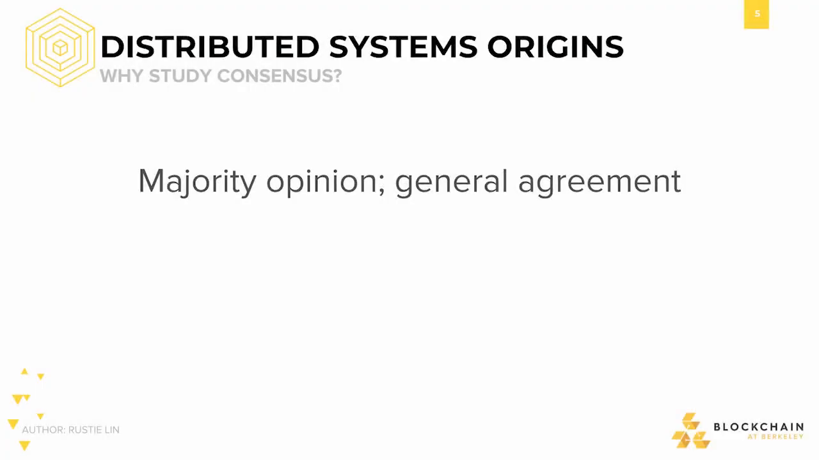Before we explain what a distributed system actually is, let's define a fundamental age-old problem that pervades not only computer science and blockchain technology, but all of humanity. How does a group make a decision? Whether this be by majority opinion, general agreement, or force, how do we achieve consensus?